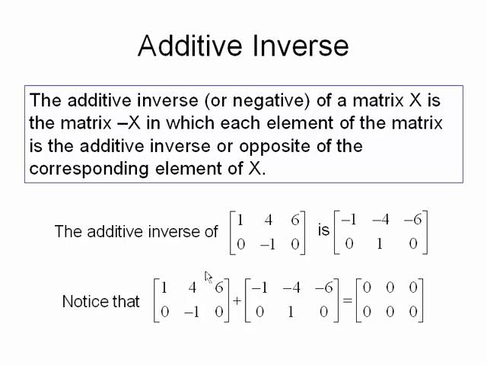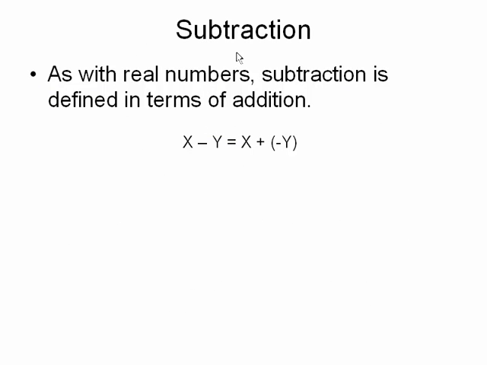Notice that if you take the original matrix and add its additive inverse, what we get is a 0 matrix that has exactly the same size, because when we add those corresponding entries, we find that each one is going to add to 0. So when we subtract things, as with real numbers, subtraction is defined in terms of addition. If you want to do the matrix X minus the matrix Y, all we have to do is take X and add the opposite, or the additive inverse, of Y.